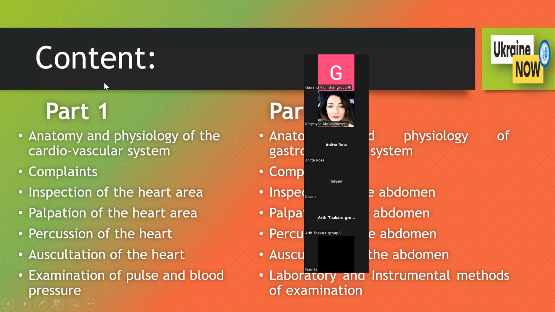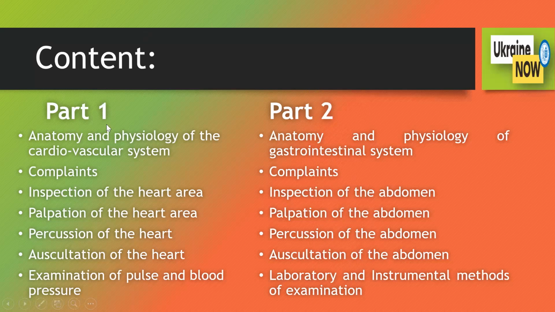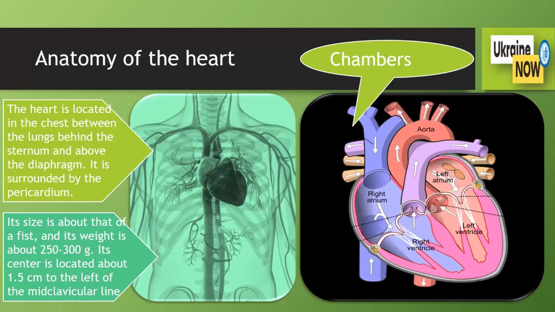Now, first of all, to begin with the cardiovascular system as the first part of our lecture, I want to refresh your knowledge about its anatomy and physiology, as it is important for understanding methods of examination. So the heart is located in the chest between the lungs, behind the sternum, and above the diaphragm. It is surrounded by the pericardium. Its size is about that of a fist, and its weight is about 250-300 grams. Its center is located about 1.5 centimeters toward the sternum from the mid-clavicular line.